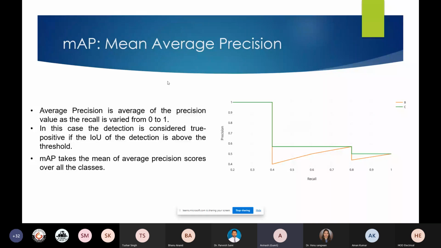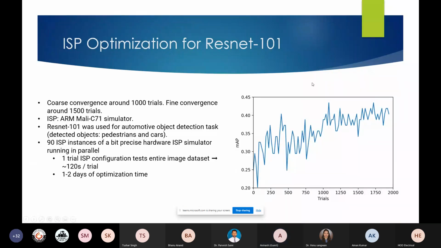So one example of ISP optimization using this proposed framework would be where we did ARM Mali-C71 simulator optimization for ResNet 101 object detection. So this particular CNN was detecting automotive objects like pedestrians and cars. And as this was a software simulator, we used 90 different instances, and this did an optimization of 2000 trials. And as you can see at the starting, we used the starting point as something that was expert tuned, and we got about 60-70% improvement in the detections.